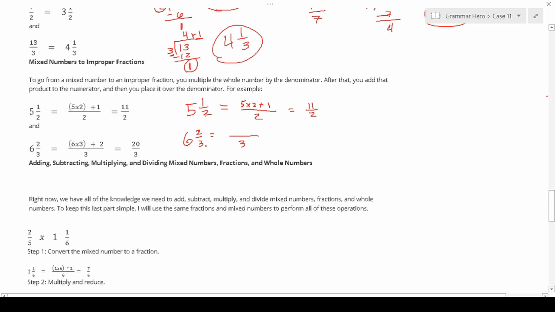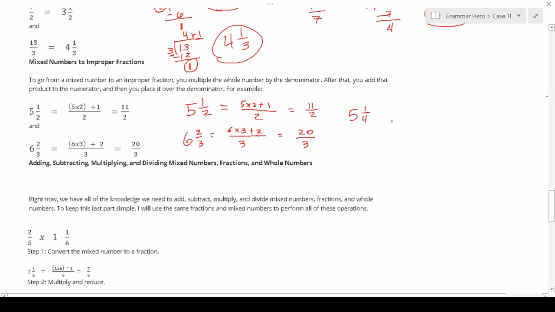So let's go ahead and throw down the denominator since we know that's going to be the same. Again, whole number times denominator, 6 times 3, plus numerator. 6 times 3 is 18, plus 2 is 20. So this is 20 over 3. Let's try one more. Let's convert 5 and 1/4 to an improper fraction.